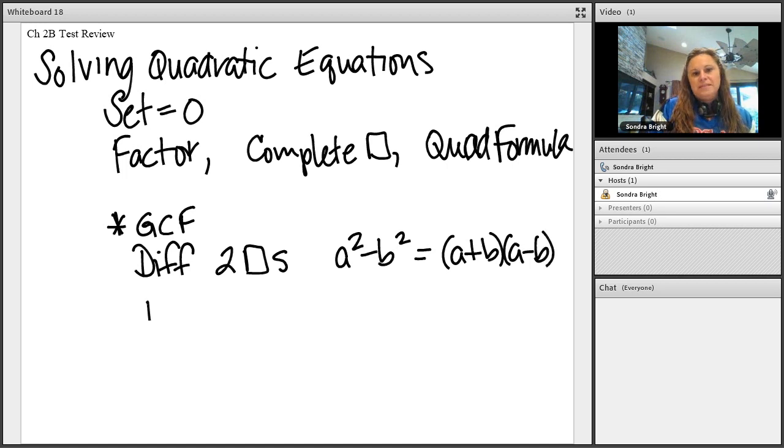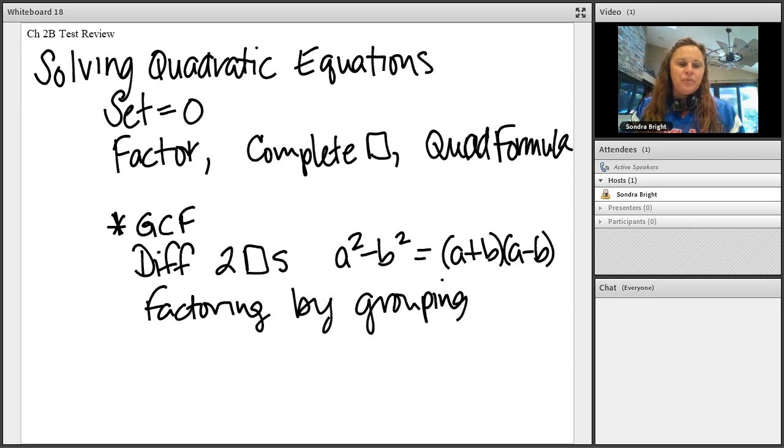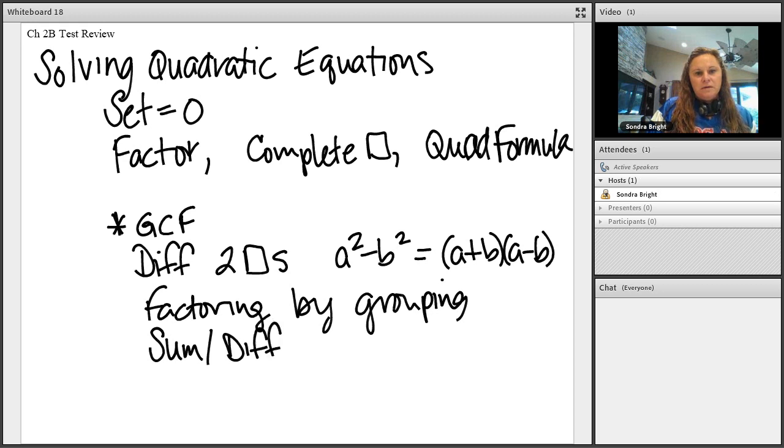And you might see factoring by grouping. That's when there's more than 3 terms. If there's like 4 terms, you could do factoring by grouping. You might see the sum or difference of 2 cubes, and that's SOAP, right? If you've got something cubed minus something else cubed, then it's SOAP. I'm going to do an example of one of those.